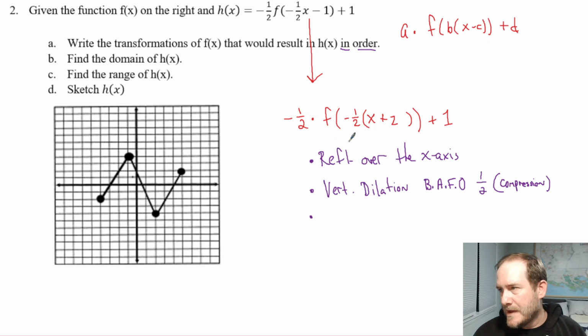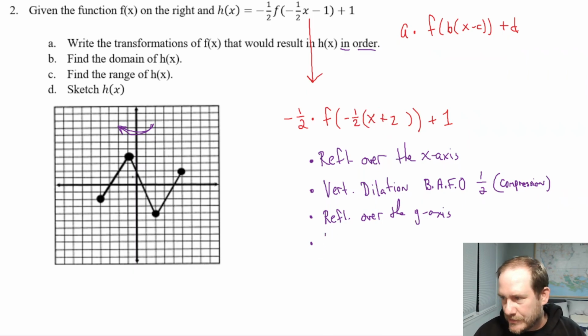Let's cover B. B is again representing two different transformations. It's another reflection. This time, because it's a reflection on the inside, that means it's still affecting x values, which means it's going to reflect us over the y-axis. When you change the sign of x, you reflect over the y-axis. It also represents a dilation, but because it's affecting x's, it's a horizontal dilation.